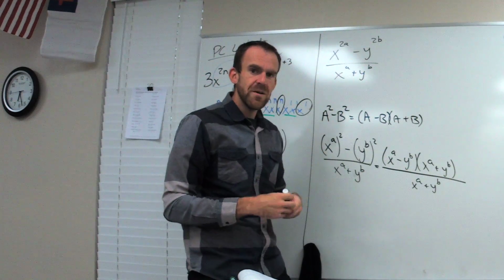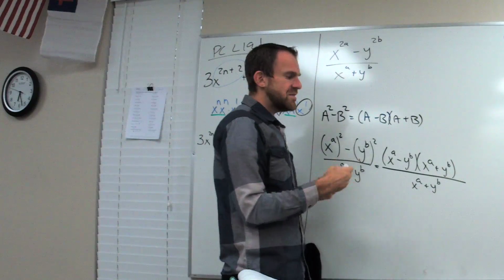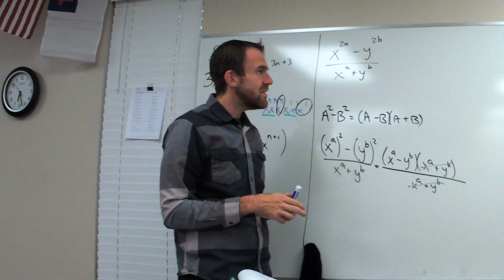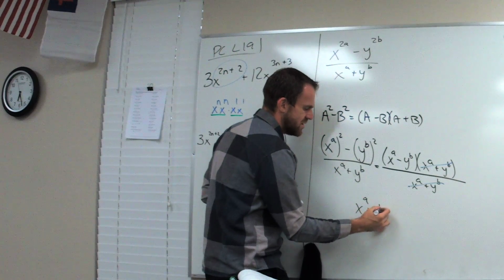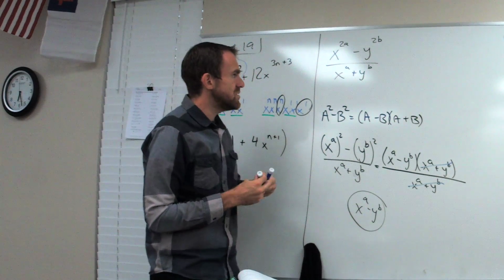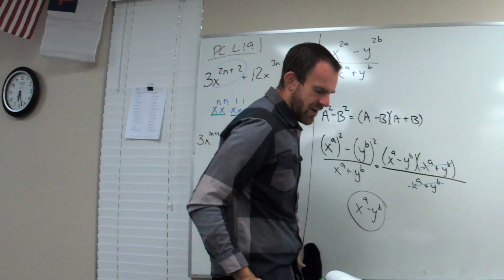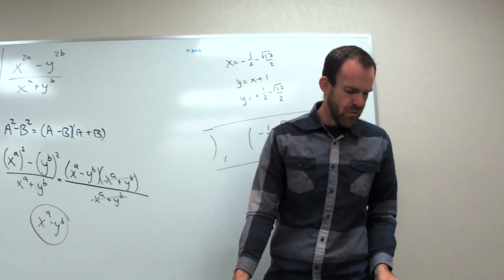Now that I have multiplication on the top, I could potentially cancel if I saw the same term, which I do here. So the answer to this problem is simply x to the a minus y to the b. Because we factored. If you just canceled, you probably would not have gotten that solution. And it would have been poor math form.